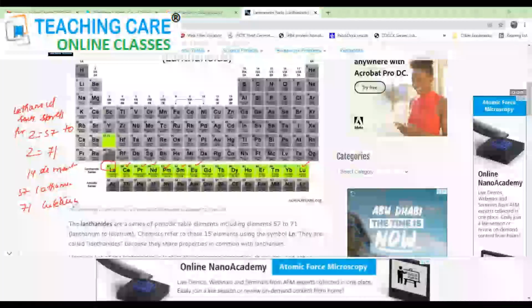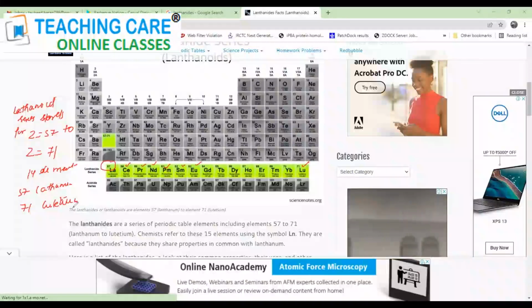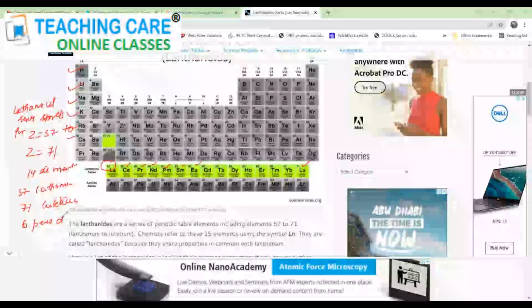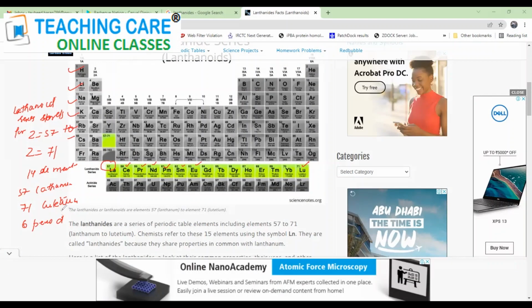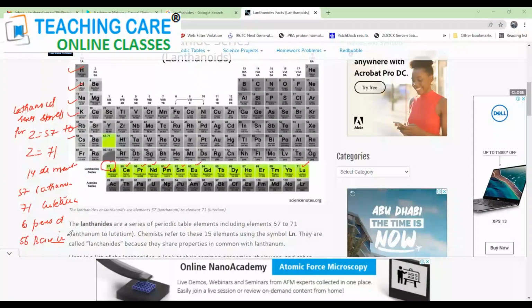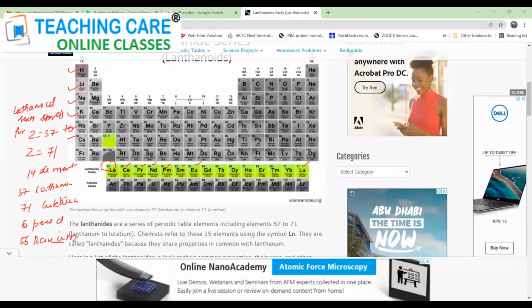Okay, Nicholas. And they are basically placed in which period? Sixth period. They are placed in the sixth period, counting first period, second, third, fourth, fifth, sixth. They start in the sixth period, after barium. 56 is barium. After that, the lanthanide series starts. Okay. Got it? Yes, sir.